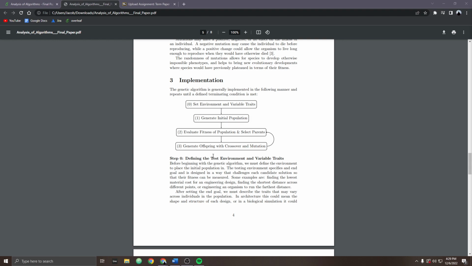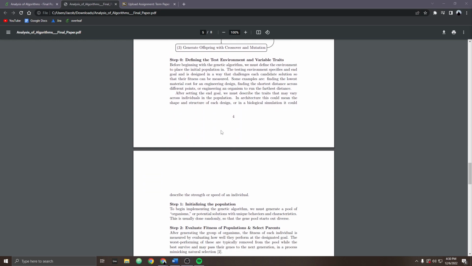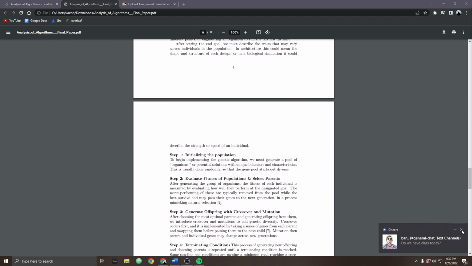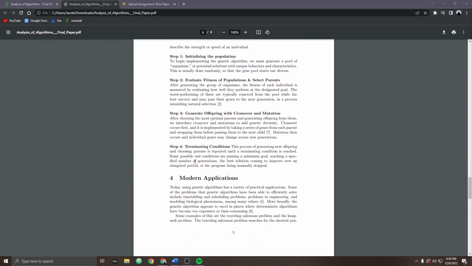The parents create new offspring, and as they create offspring, you use crossover and mutation to generate them, to introduce a little bit of diversity, and then those offspring go on to be the parents of the next generation, and those parents have their fitness evaluated, and the cycle continues. So this cycle continues until a terminating condition is reached.